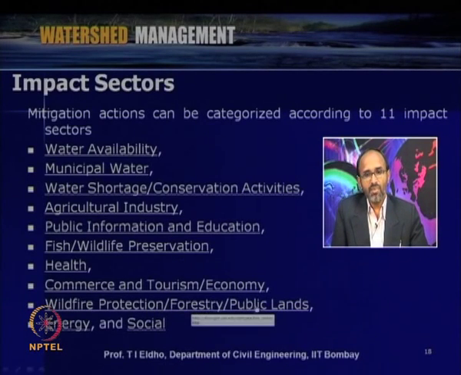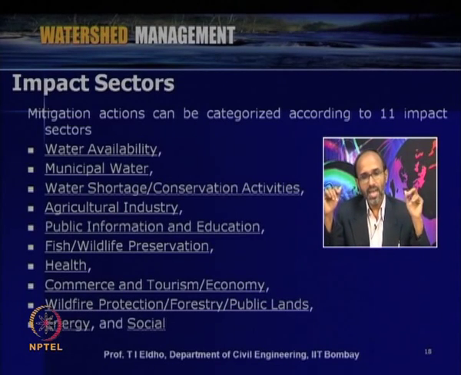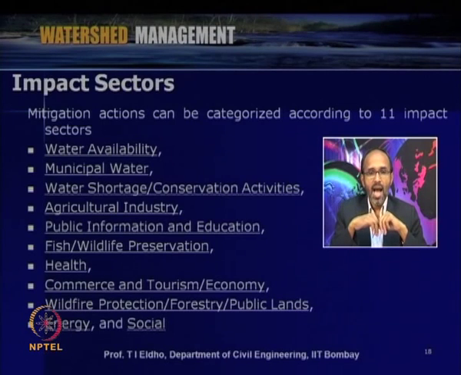Then wildfire protection, forestry and public lands. We can see that in many of the drought prone areas, wildfire is a major problem. So how we can protect the vegetation from the fires, and how we can manage the forests and the public lands. And then how we can meet the energy requirements for the people, and how we can deal with the various social issues. So like that, when we look into drought mitigations, what kind of action can be taken with respect to these 11 impact sectors. These are some of the important impact sectors where we have to see the drought mitigation plans.